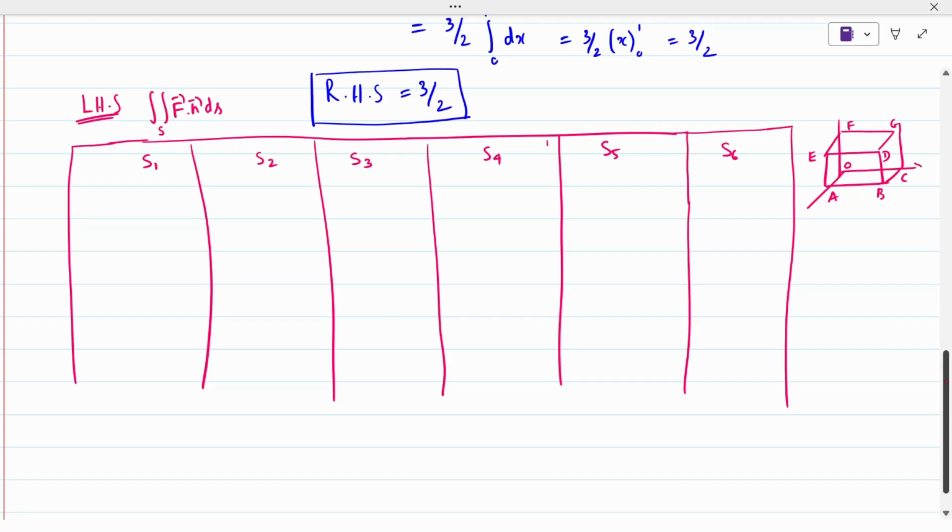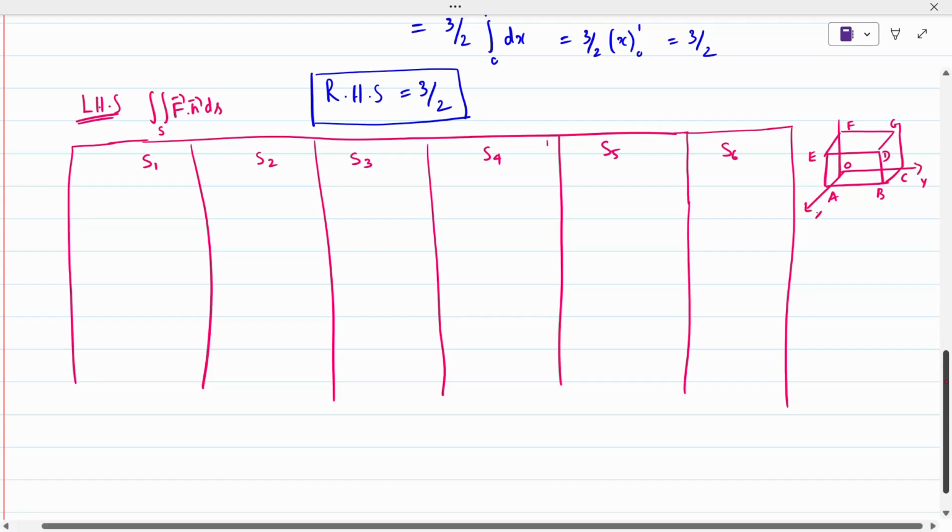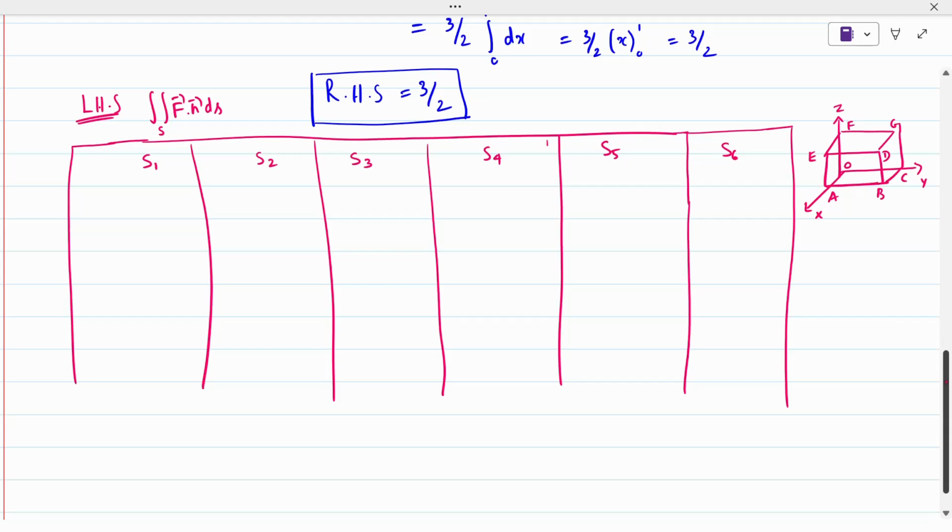G, y-axis, x-axis, z-axis. Now my first surface will be this, double shaded. So my first surface is nothing but A, B, D, E. My second surface is this, which I have drawn two times. So it's nothing but O, C, G, F.